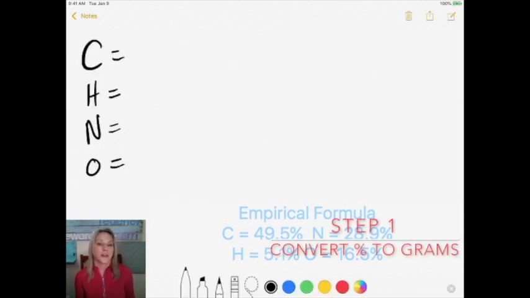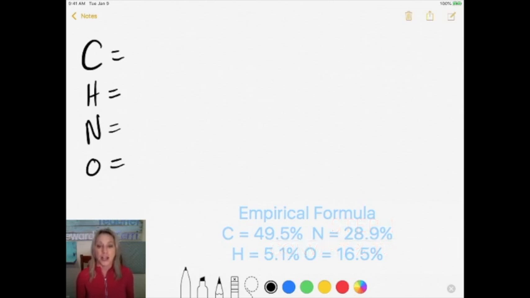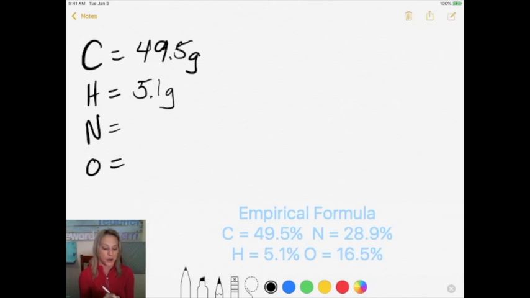When we're working with empirical formula, we only know the percentages. We don't necessarily know the mass of the compound. So in this example, since our percentages equal 100%, we can just go ahead and use 100 grams to make this easier for math. So 49.5% of 100 grams would give us 49.5 grams. And for hydrogen, we have 5.1%, so this is equal to 5.1 grams. And nitrogen, we have 28.9%, so we will say 28.9 grams. And for oxygen, we will say we have 16.5 grams.